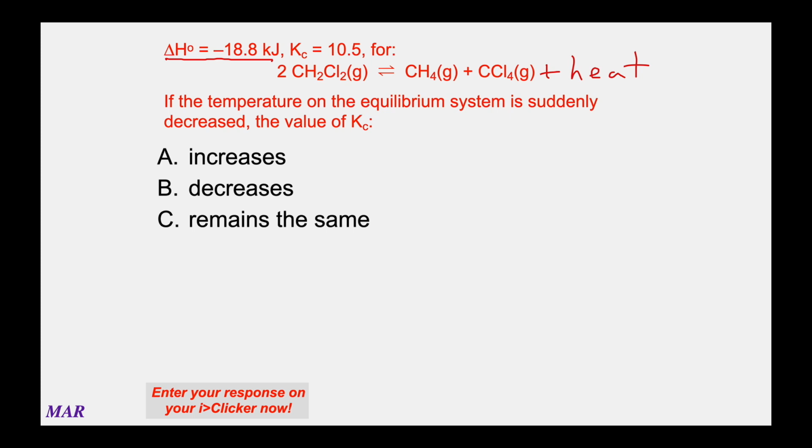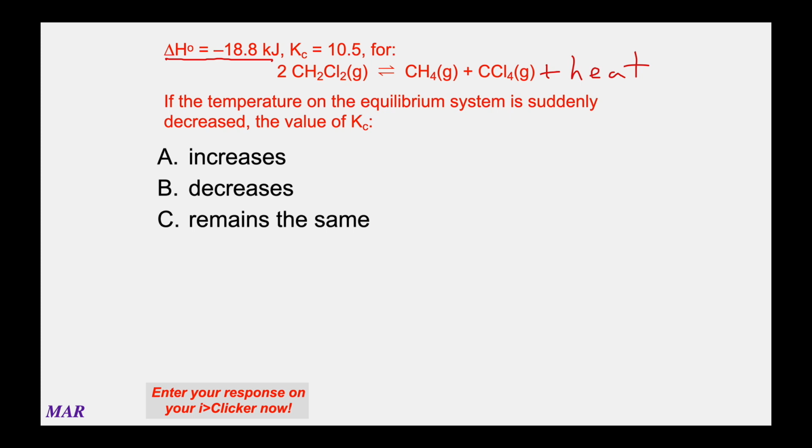Now, in the question, you're suddenly decreasing the temperature. You're making it colder, and that's like taking away heat from the system. The system's going to get cold. If you go outside, you want to put a coat on if it's cold to keep you warm. Well, the reaction tries to do the same thing here too. So if you cool this reaction down, that's like taking heat away, and the reaction's going to shift to make more heat. It's going to shift to the product side.